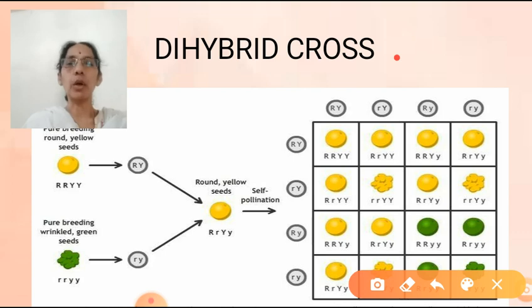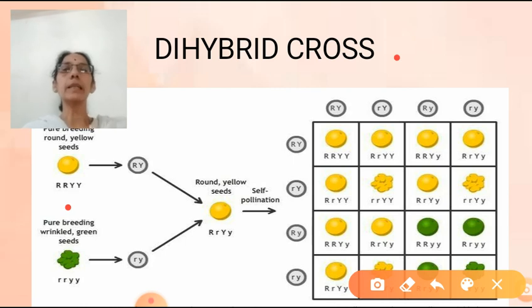These two are dominant. So capital R, capital R, capital Y, capital Y. And the other parent selected is having wrinkled seed with a green color. So how to represent recessive character? Small r, small r, small y, small y. So gametes are haploid. So one gamete is having capital R, capital Y. Other gamete has small r, small y.